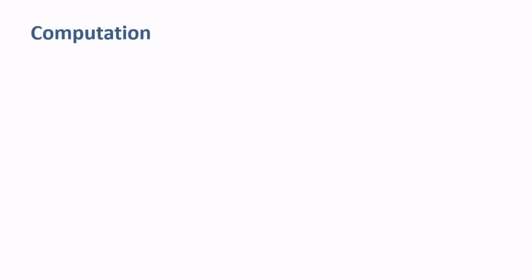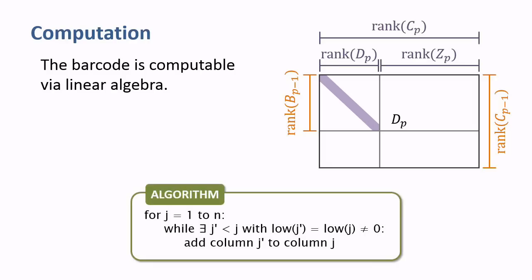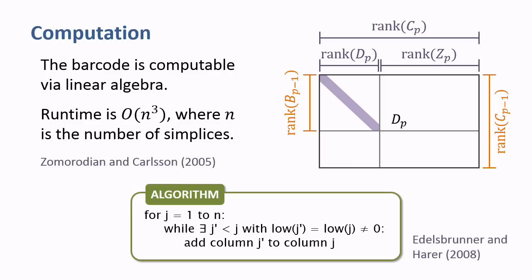Persistent homology is also computable via linear algebra. Standard algorithms exist to compute barcodes. The worst-case runtime of these algorithms is cubic in the number of simplices, although the computation is rarely worst-case. In addition, clever data structures and topological simplification can speed up the computation significantly.